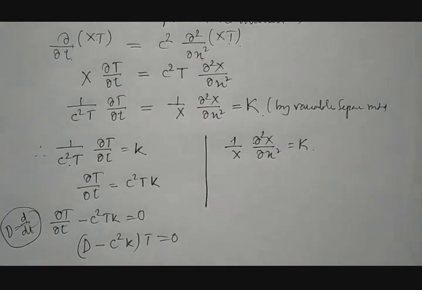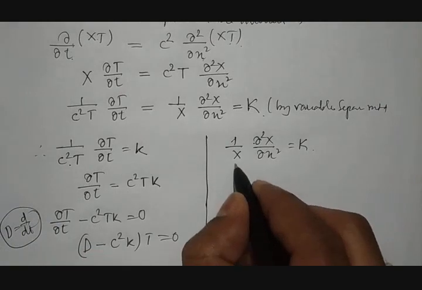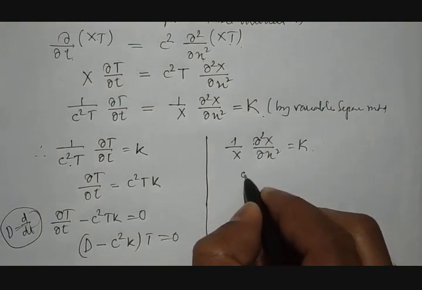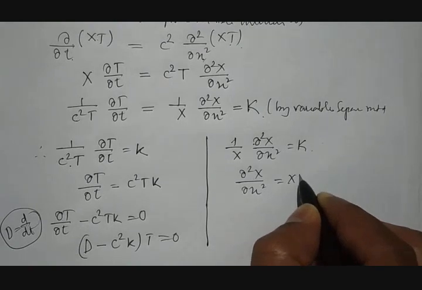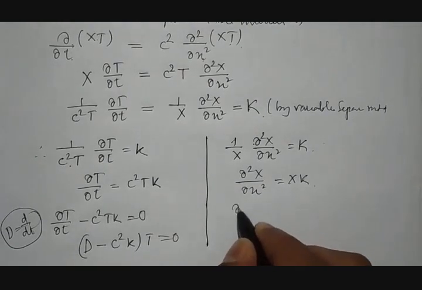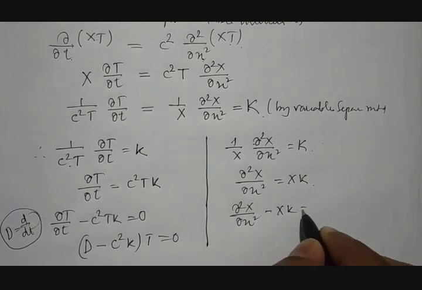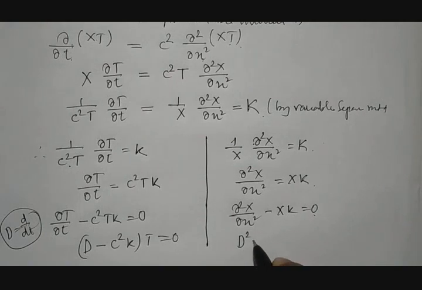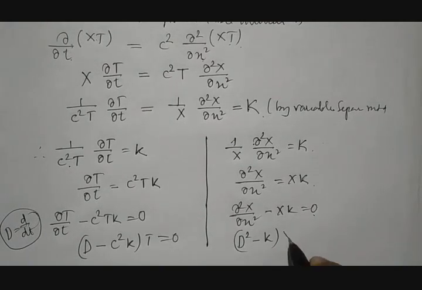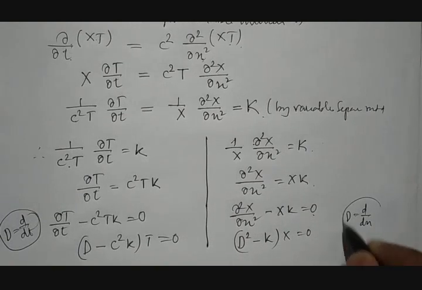Similarly, here we take this X to the other end, then it will be ∂²X/∂x² = X k, or ∂²X/∂x² − k X = 0, or it will be written as (D² − k) X = 0, where D is nothing but d/dx.